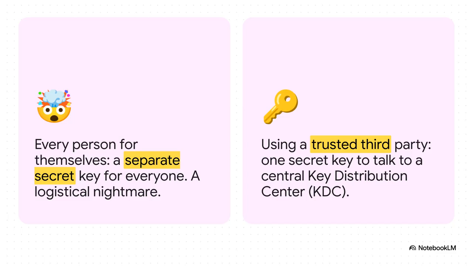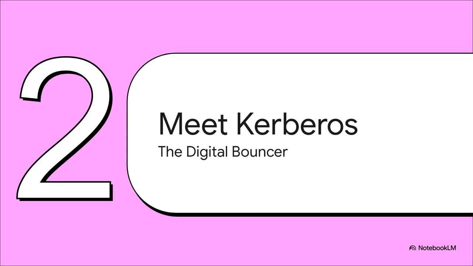The solution, and it's a pretty brilliant one, is to bring in a trusted third party, a key distribution center, or KDC. This central hub just simplifies everything. All you need is one master secret to talk to the KDC, and it handles all the introductions for you, brokering all your other conversations securely. Now, this idea of a trusted middleman isn't just a theory. It's the engine behind a system called Kerberos, which you've probably used a million times without even knowing it. The best way to think about Kerberos? It's like the ultimate bouncer for a massive, exclusive, members-only digital club.